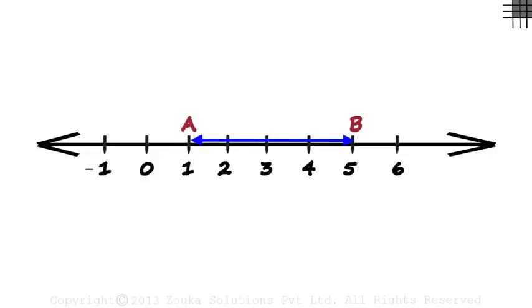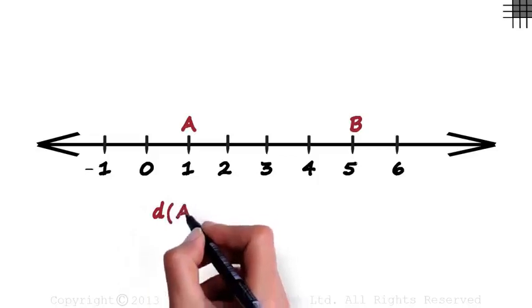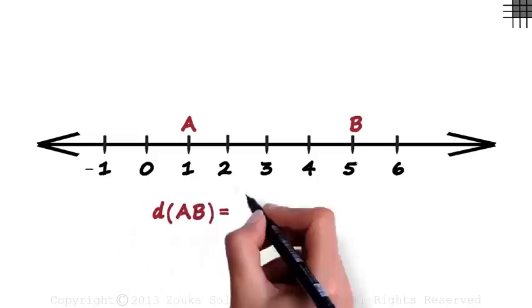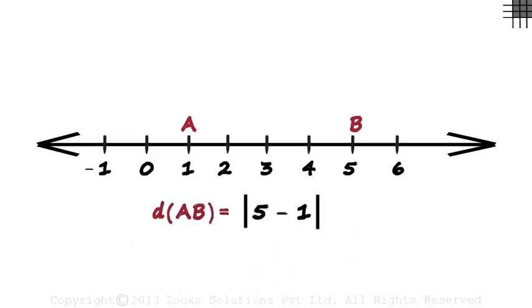How do we find the distance between points A and B here? Look at the numbers under points A and B. It's 1 and 5. The distance between points A and B equals absolute value of 5 minus 1, which equals 4. There are a few things we learnt here.